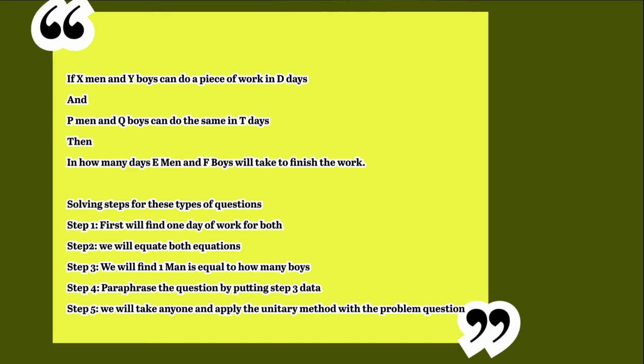So we can solve by these steps. Step number 1, first we will find out their one day work for both. Then step 2, we will equate both the equations. Step 3, we will find out one man is equal to how many boys, right? And step number 4, paraphrase the equation by putting in the step 3 data. And step 5 will be what? We will take anyone and apply the unitary method with the problem question.